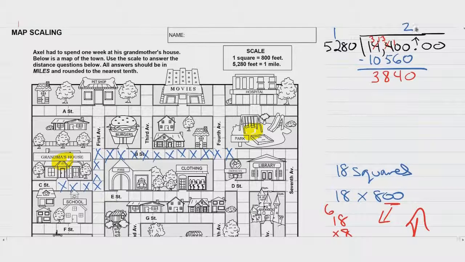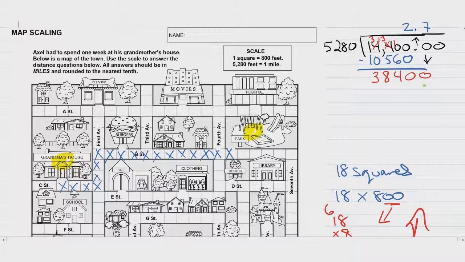Bring the decimal straight up. Bring down the 0. And we get 38,400. 7 times 5 is 35. 8 times 5 is 40. So my guess would be 7 goes up on top. And we multiply. 7 times 0 is 0. 7 times 8 is 56. So I write a 6 and carry the 5. 7 times 2 is 14, plus 5 is 19. Carry the 1. 7 times 5 is 35, plus 1 is 36.